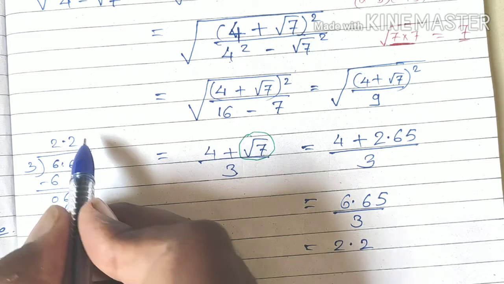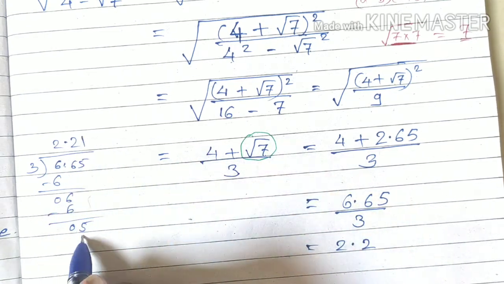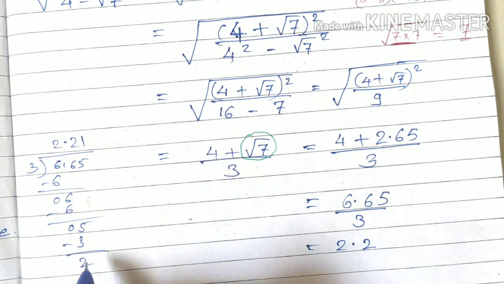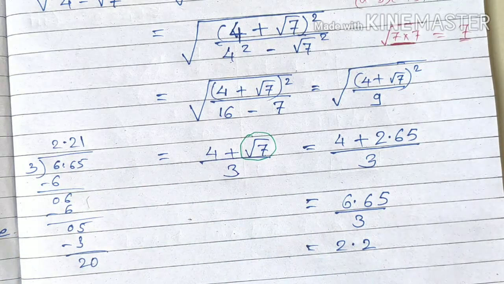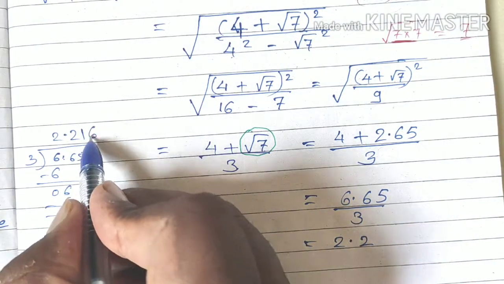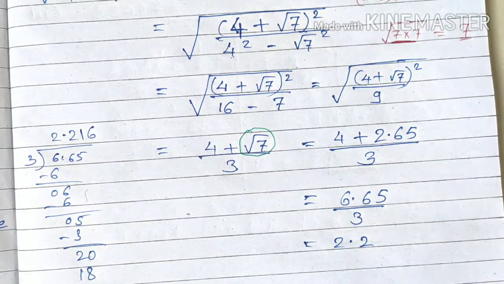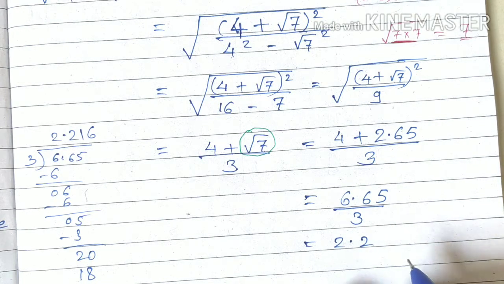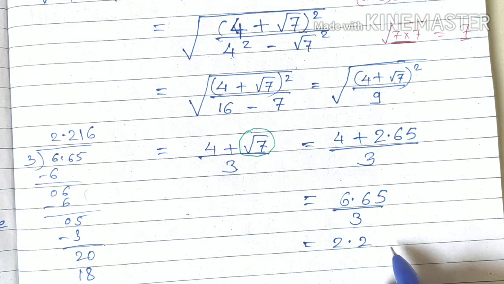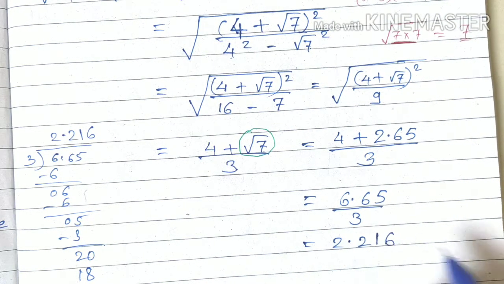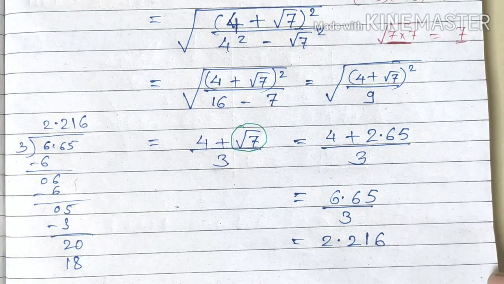3 1s are 3. 2. Then, since the point is already there, we can take 0. 6s are how much? 18. So like this it will go on. So that means 2.216.